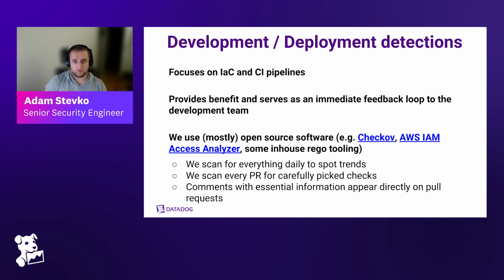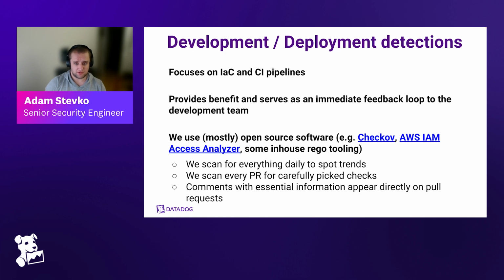For the development and deployment detections, we are focusing on infrastructure as code and CI pipelines. The benefit of focusing on this is that it serves as an immediate feedback loop to the development team. So if there are issues, we can provide feedback and they can actually act upon it. We are using mostly open source tools, as mentioned. We are huge users of Checkov. We also use AWS IAM Access Analyzer and some in-house Rego tooling.